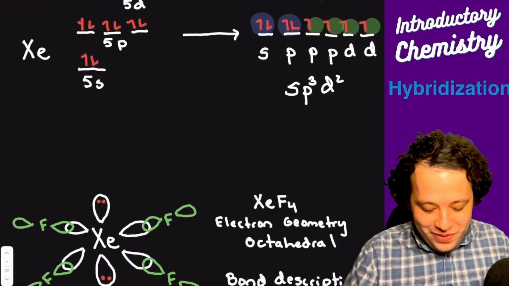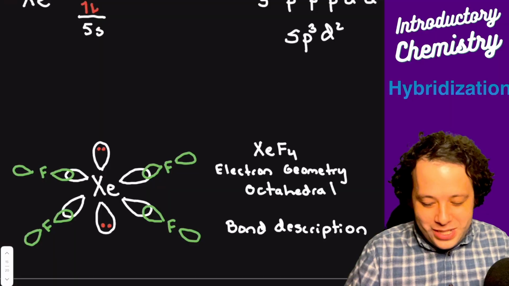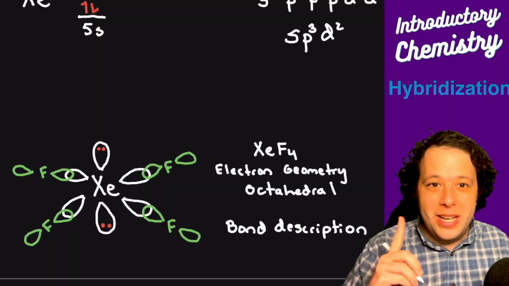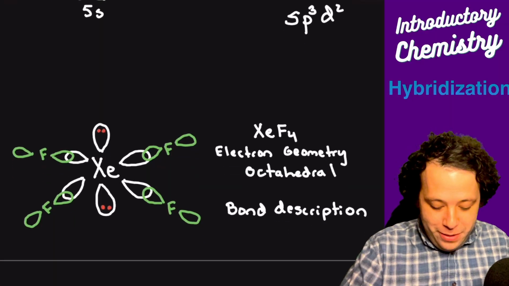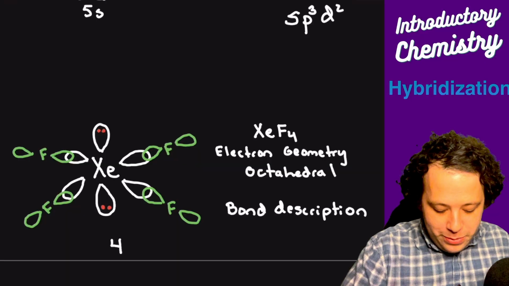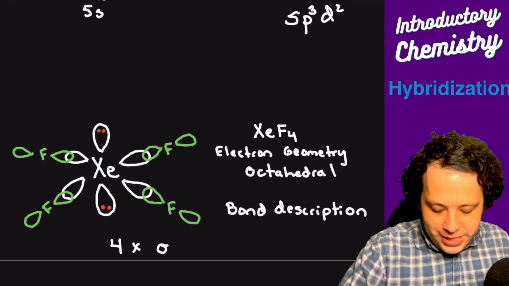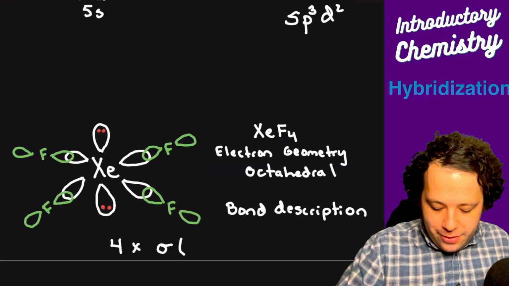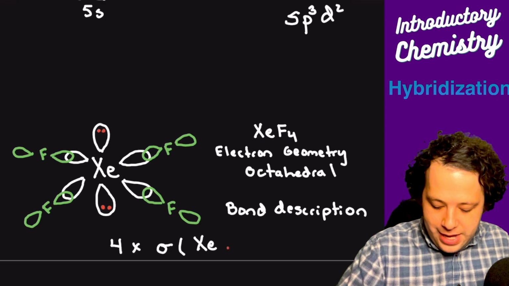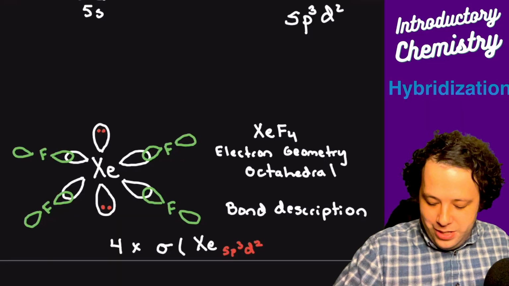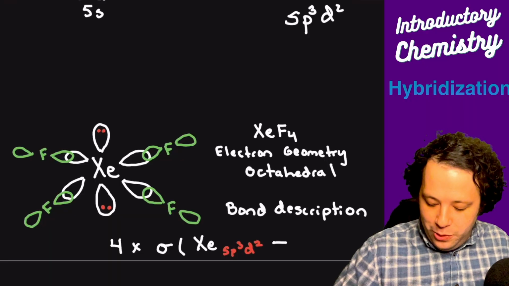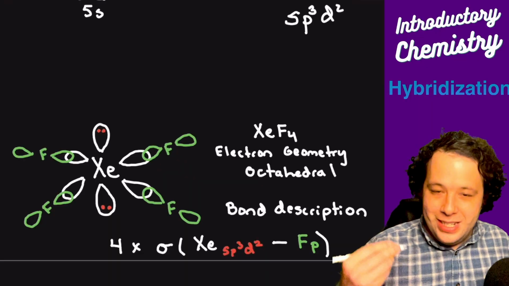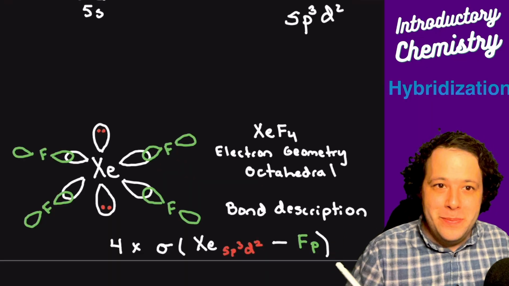Phenomenal. All right, let's draw it. So once again, we've done fluorine a few times now. So we have our orbitals. So let's describe them. All right, so you have 4 single bonds. They're all sigma. And how would you describe that? Well, it's xenon, and that is its sp3d2 orbital, and it's bonding to fluorine's p orbital. All right, so all that is connected. We got 4 of them.